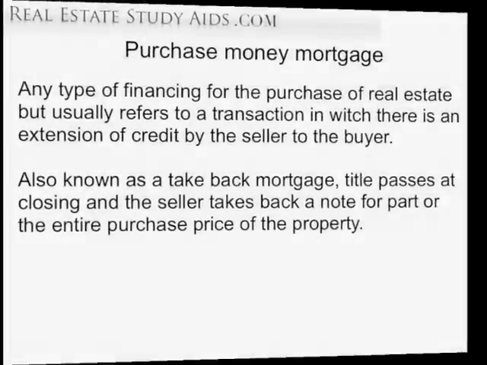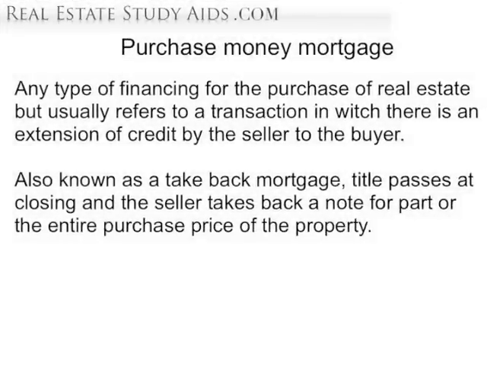A purchase money mortgage can refer to any type of financing for the purchase of real estate, but usually refers to a transaction in which there is an extension of credit by the seller to the buyer. In a purchase money mortgage, also known as a take-back mortgage, title passes at closing and the seller takes back a note for part or the entire purchase of the property.